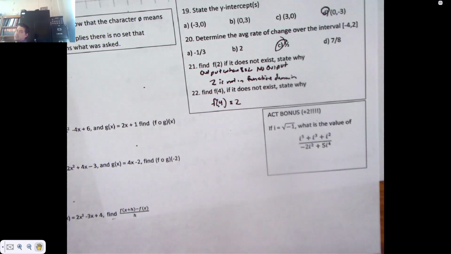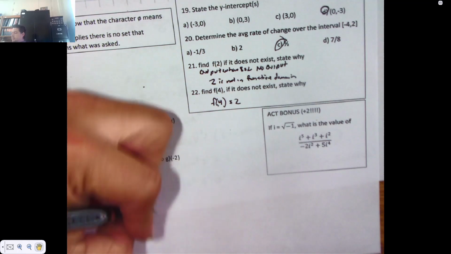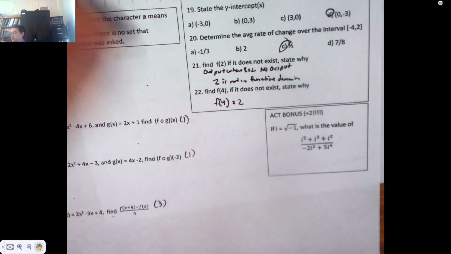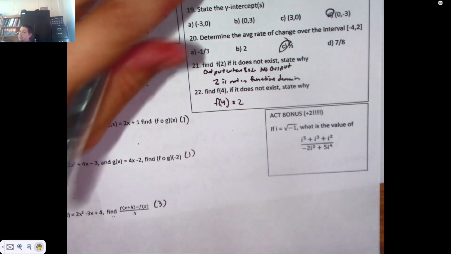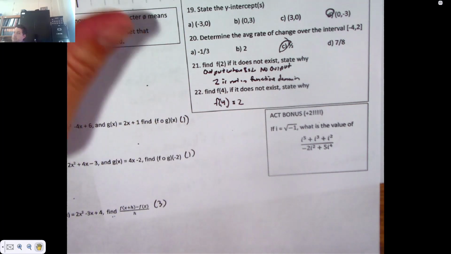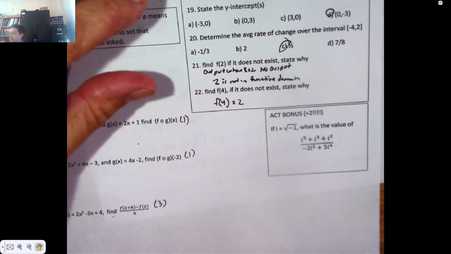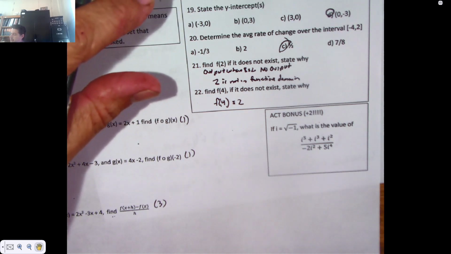All right, bonuses. ACT bonus plus 2. By the way, the bonuses will be worth different things. This one's worth 3. This one will be worth 1. This one will be worth 1. That one's worth 2. If i is the root of -1, what is the value of i to the 5th plus i cubed plus i squared times -2i squared plus 5i to the 4th?